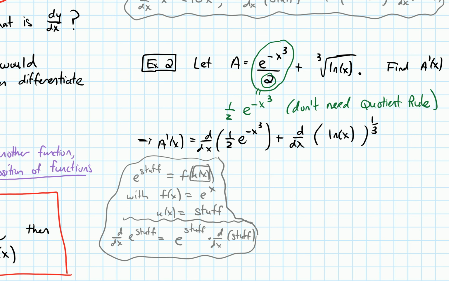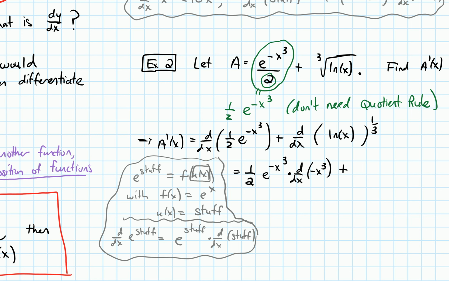Okay, so if we do that on this 1/2 e to the negative x cubed, the 1/2 is a constant, so I can keep that out in front. And then doing that for the e to the negative x cubed portion, we will get e to the negative x cubed, that's e to the stuff, times the derivative of that stuff, times the derivative of negative x cubed, because that's the derivative of the inside. All right, so that's the first part.